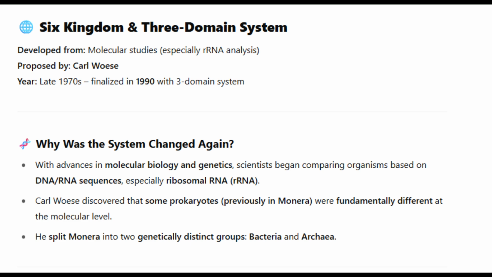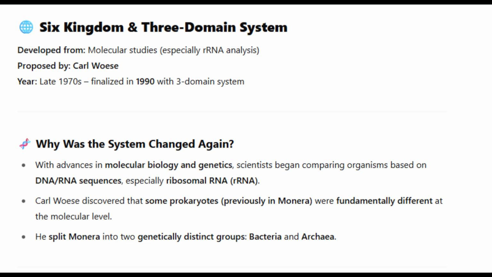Six-kingdom and three-domain system. Developed from molecular studies, especially rRNA analysis. Proposed by Carl Woese. Year, late 1970s. Finalized in 1990 with the three-domain system. Why was the system changed again?